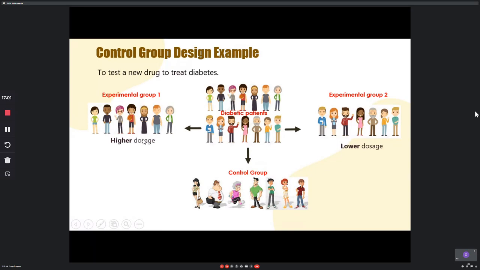If the higher dosage people change the sugar level, we compare with the control group, which doesn't take any dosage at all. For experimental group 2, you give them a lower dosage of the drug, and let's compare their changes in the sugar level with the control group. So the control group is a group of people who do nothing. You don't do anything on them. It's used for comparison, if they are not treated by any treatment, if they are not involved in the treatment.